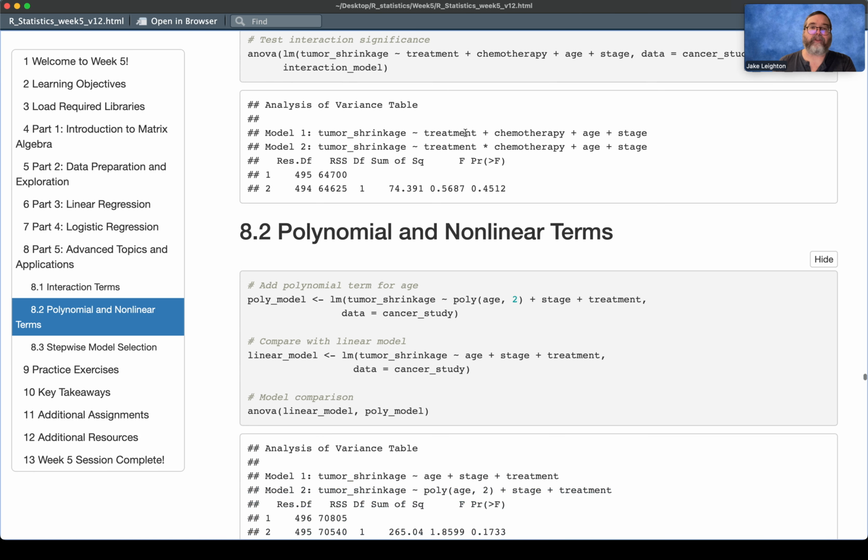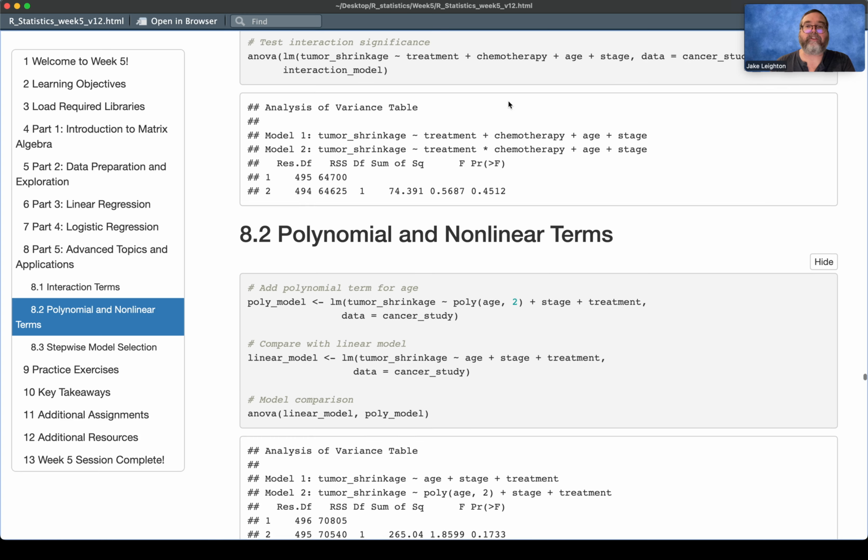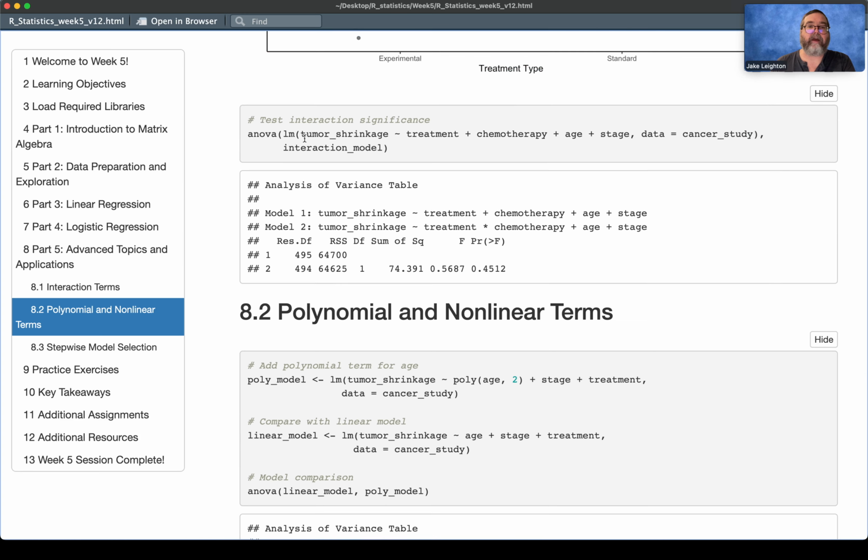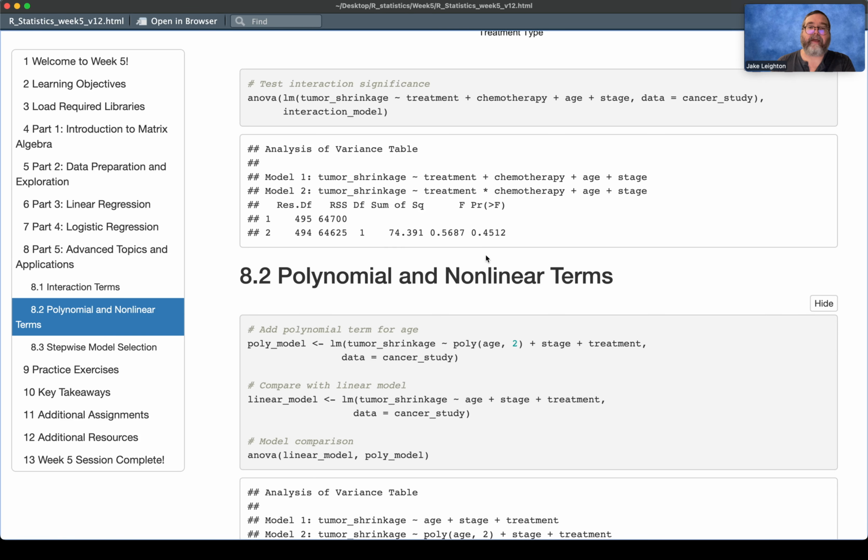And if you just looked at the models and compared them with ANOVA, like we did on the ANOVA day, I basically made a new linear model without the interaction term, and took the two models: model 1, no interaction, model 2, interaction, and ran ANOVA. Is it better? No. 0.45, it's not better. So we're not gaining anything by adding the interaction term.